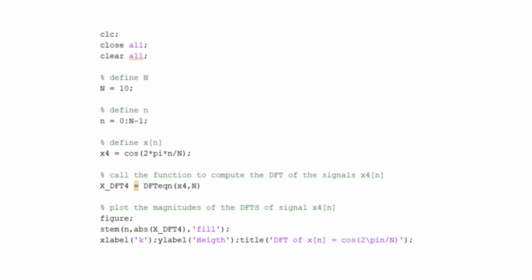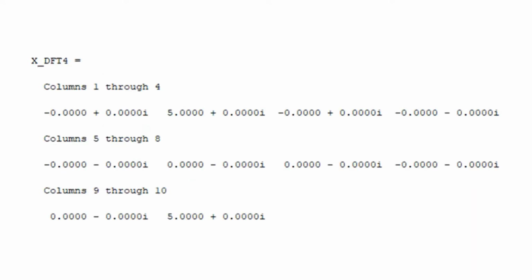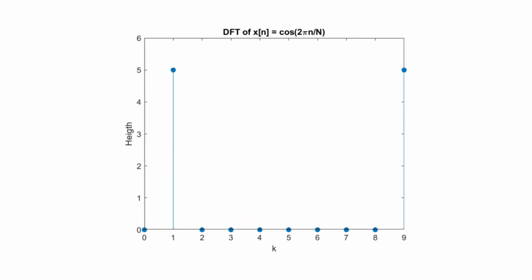For part D, which is s[n] equal to cos(2πn/10). The command of x4 is defined and the function was called to compute the DFT of the signal x4n. After running the simulation, the output shows that the value of k is equal to 1 and 9. The amplitude of the output at k equal to 1 and k equal to 9 is equal to 5.